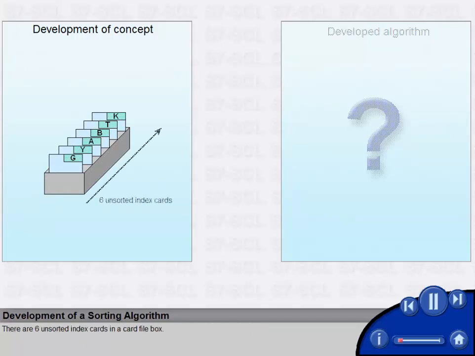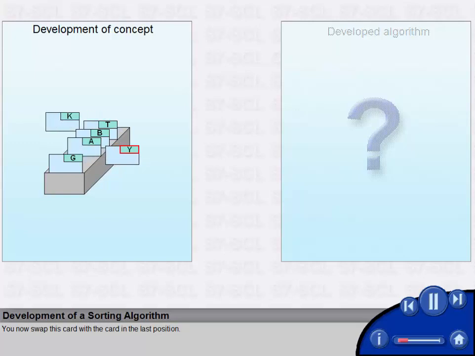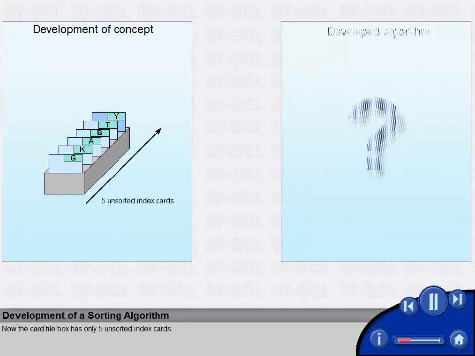There are 6 unsorted index cards in a card file box. You first look for the card with the last letter in alphabetical order. In our example, therefore, the card with Y. You now swap this card with the card in the last position. Now the card file box has only 5 unsorted index cards.